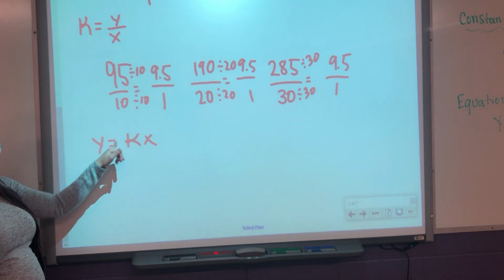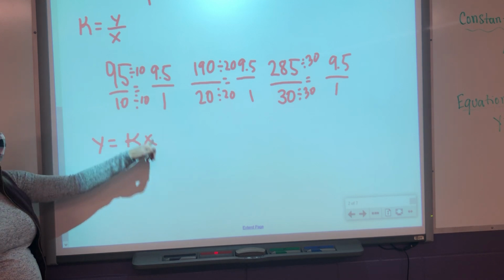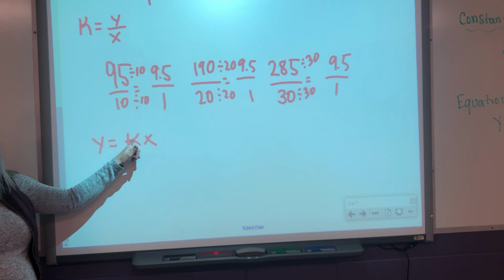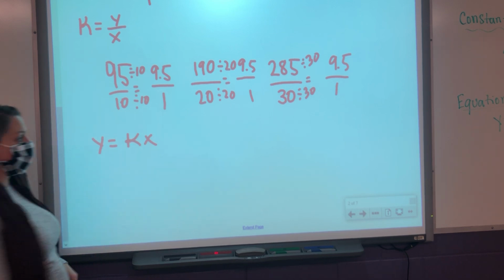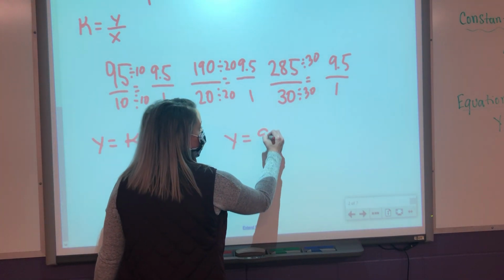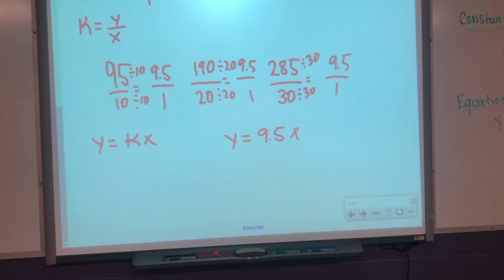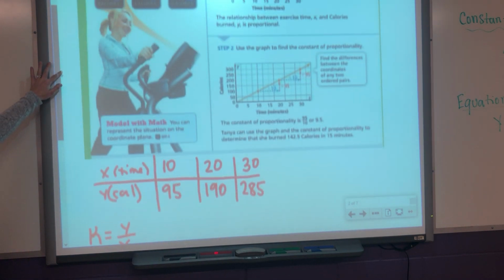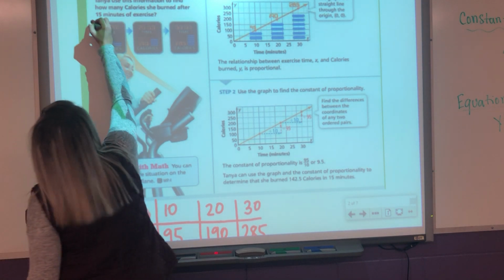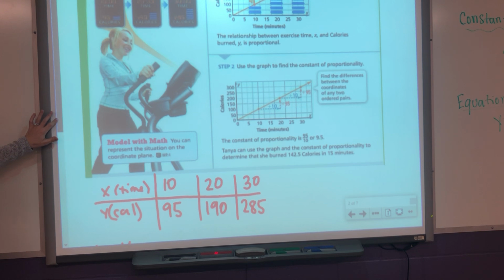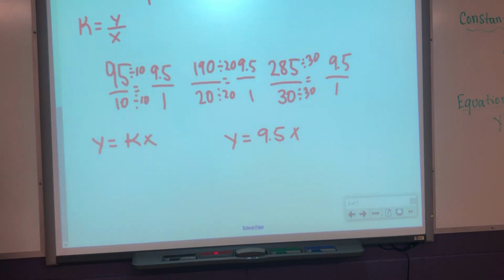Very good. Calories is equal to constant proportionality multiplied by time. What's our constant proportionality? 9.5. So our equation that models the situation is 9.5 times x. The question was, how many calories does she burn after 15 minutes of exercise? So how would I find that? What could I do?